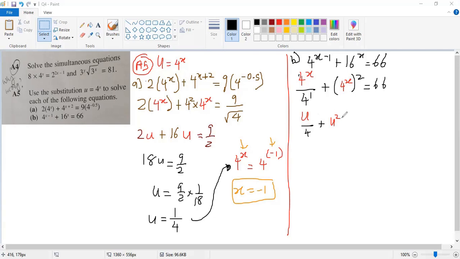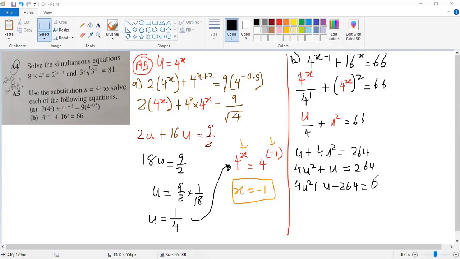equals 66. So you can see the difference, this becomes a quadratic equation. Let me write the order first, in case it gets confusing. So u plus 4u square, please multiply everything by 4. So what happens? 66 times 4 is 264. It's just a bit of a cumbersome value. So 4u square plus u equals 264. Just change the order, please bring it all to the left hand side. Minus 264 equals 0.